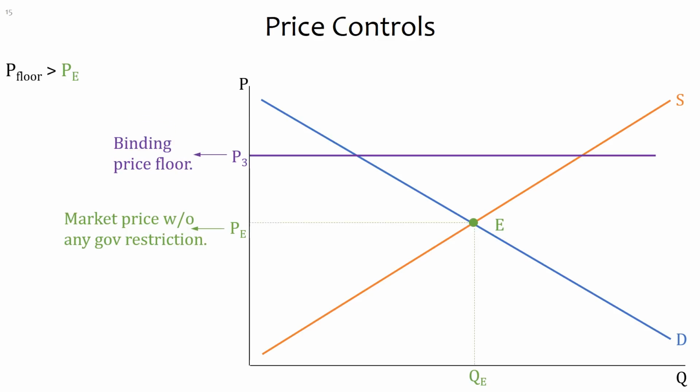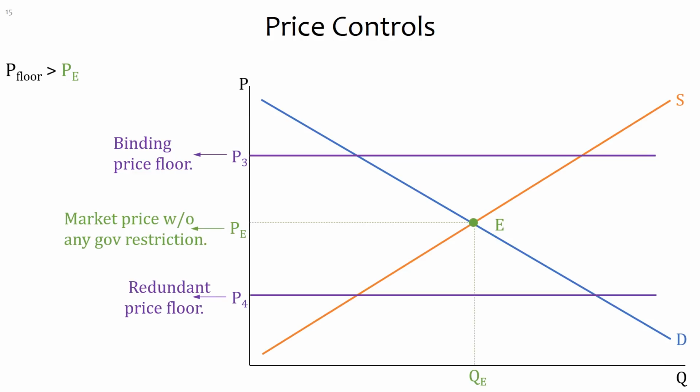Again, binding means effective. If your floor is too low, then that would be a redundant price floor because we are already meeting that condition. Our PE is already above P4. So if the government says, hey, you can't go below P4, well, no one's going below P4. That's going to be redundant. It's not going to cause any change. But if they say, hey, you can't go below P3, then that's going to cause a change. All right, so P4 is redundant. You can get rid of it.